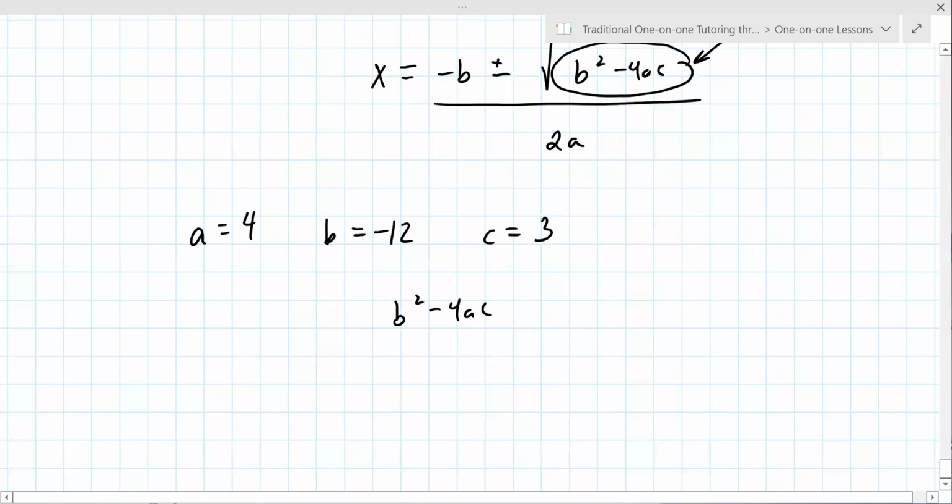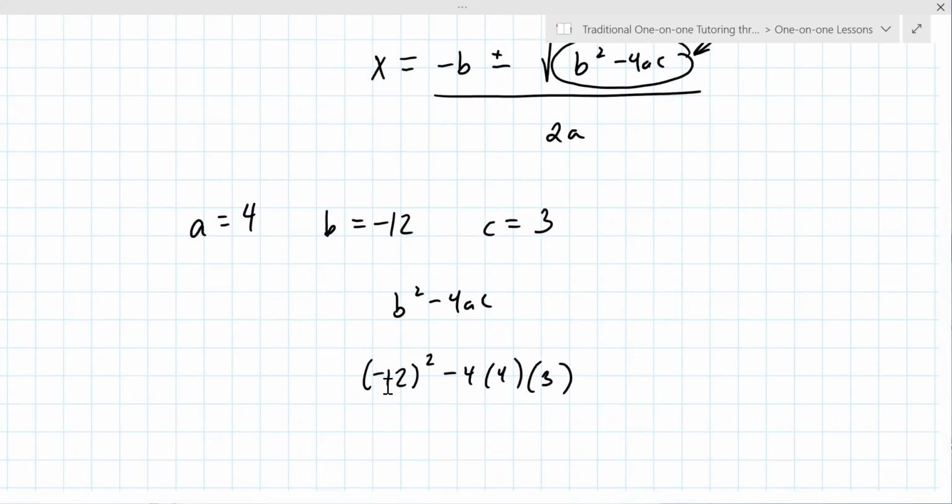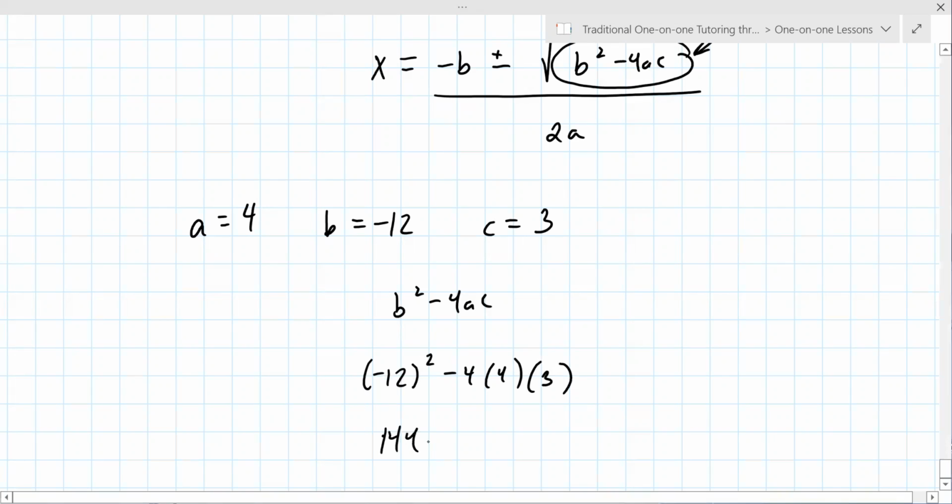The only real way you can make a mistake is if you don't use parentheses when you substitute in. You really want to show those numbers in parentheses so that, if the sign is negative, like it is in the case of -12, you know that you're squaring -12 and not just 12. So this is 144 minus 48. You could subtract these and get 96, but what you care about is whether it's greater than 0.